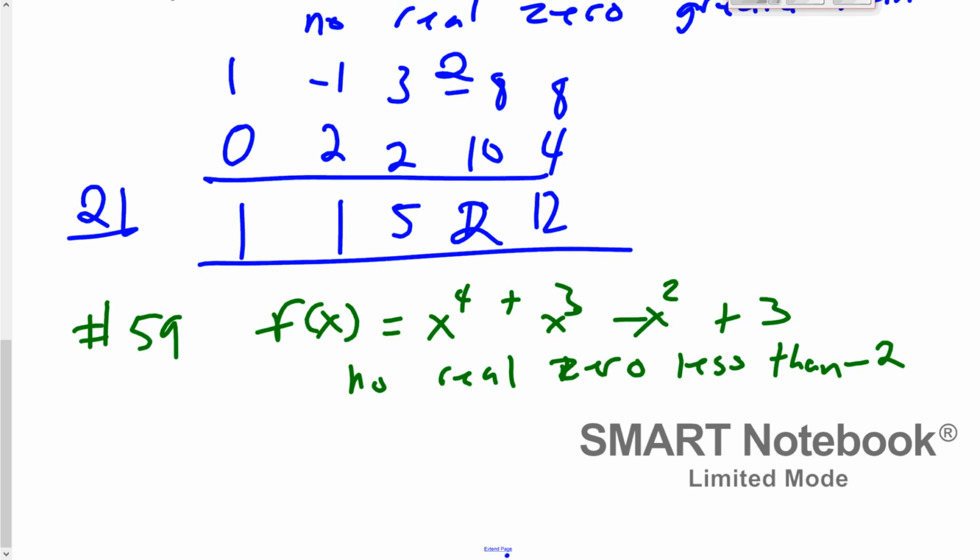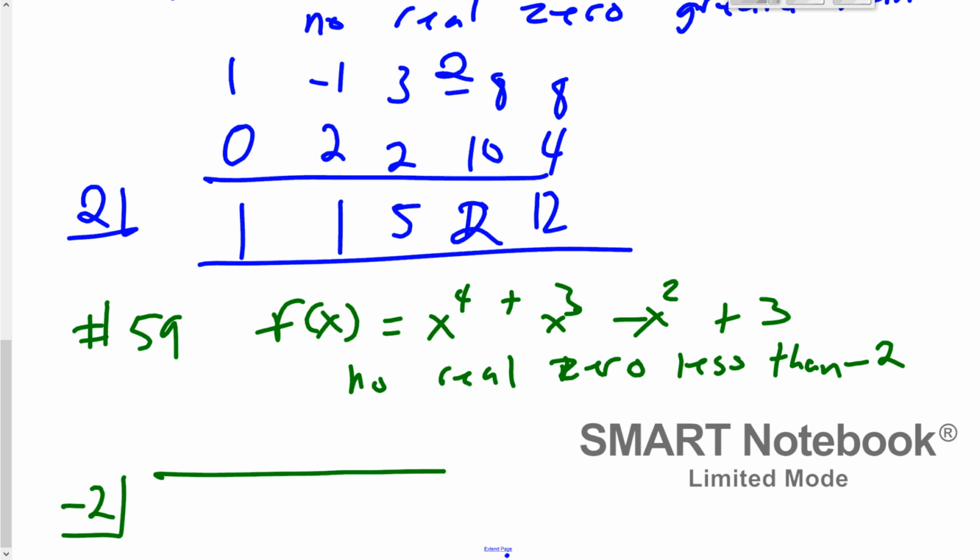Okay, so here's 59. We have our function f of x equals x to the 4th plus x cubed minus x squared plus 3. And we want to show that there is no real 0 less than negative 2. So negative 2 is negative, so what we want to show is that the bottom row of our synthetic division alternates in sign, negative, positive, negative, positive, or positive, negative. And zeros can be positive or negative.